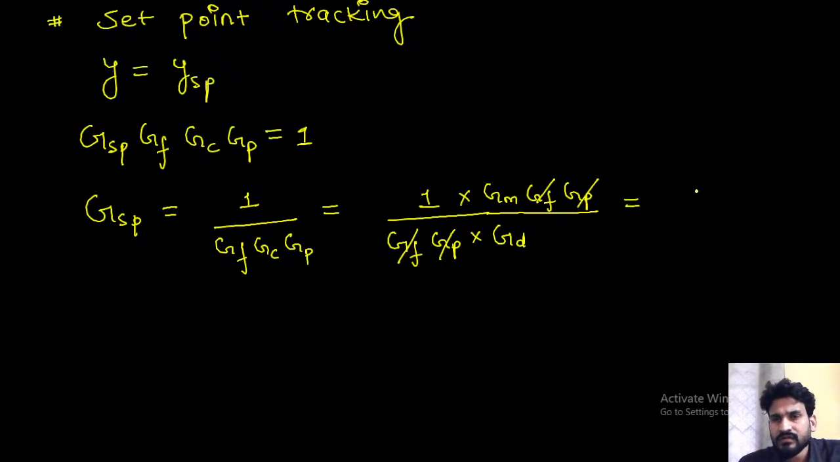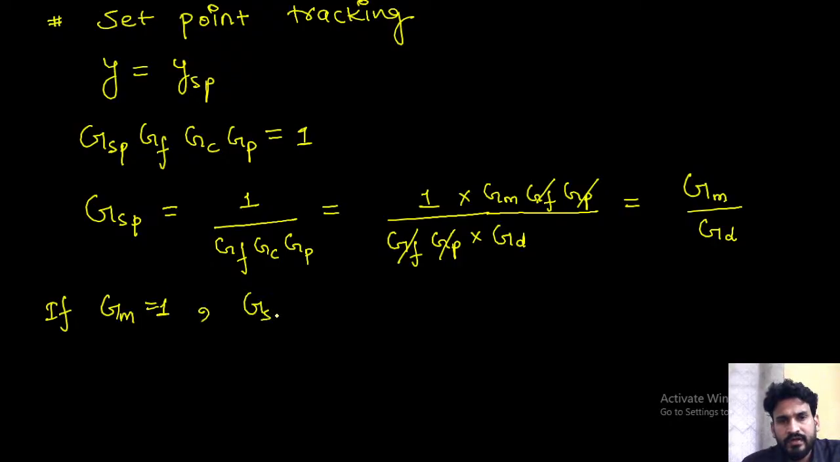What is this transfer function? It is my GM divided by GD. And if your GM is equal to 1, then your set point transfer function is equal to 1 divided by GD.